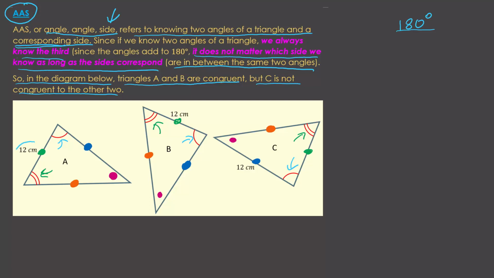So 12 centimeters is the green side in this triangle just here and in this one, but the 12 centimeters over here is the side we marked blue. So that's not a corresponding side. So we can say that these two are congruent, but not this one, because the 12 centimeters was on the wrong side.